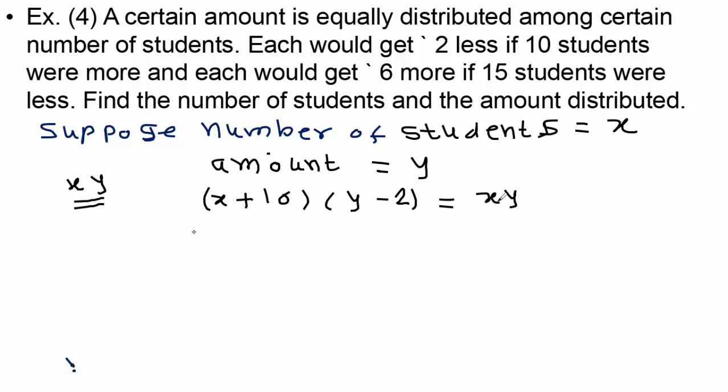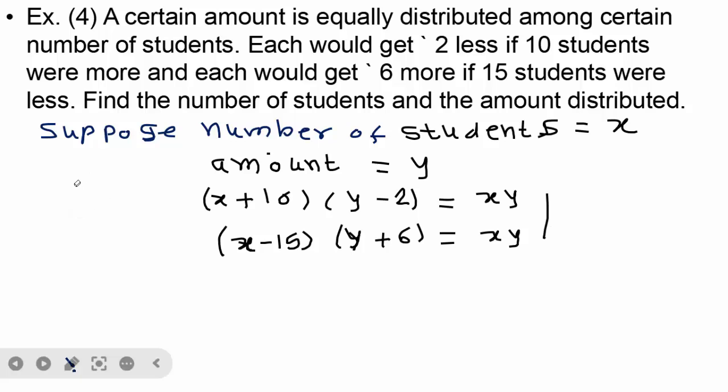This is the first equation. And from the second condition, each would get 6 more, that means each student will get y plus 6 if 15 students were less. That means x minus 15 students will get y plus 6 rupees each, and the total amount is xy. Thus, from these two conditions, we got these two equations. We shall try to simplify these two equations.